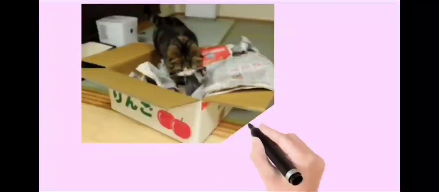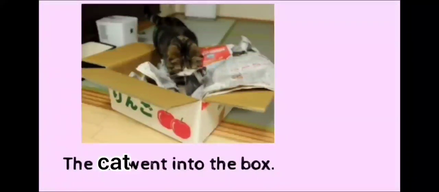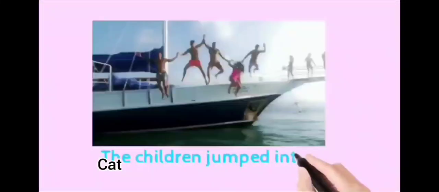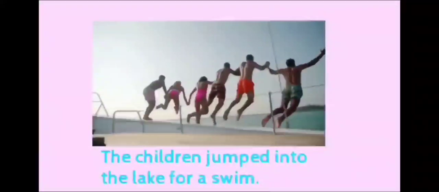Now into is to go from outside a space to inside a space. Now this movement is in the enclosed place. The cat went into the box. Box is an enclosed place. Now these children are jumping into the water. The children jumped into the lake for a swim. So there is a movement from outside to inside. They are not in the water swimming.